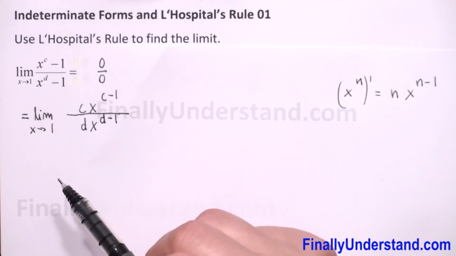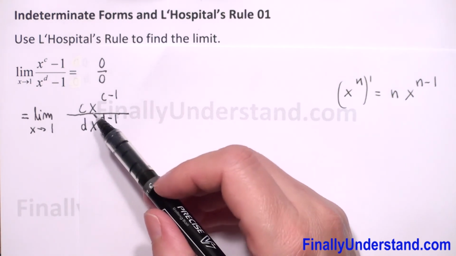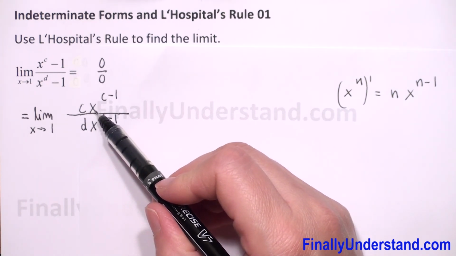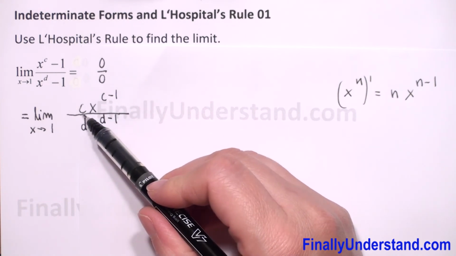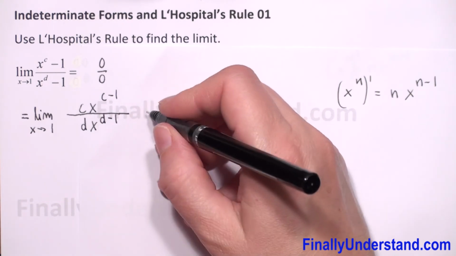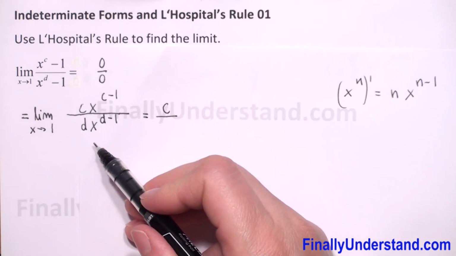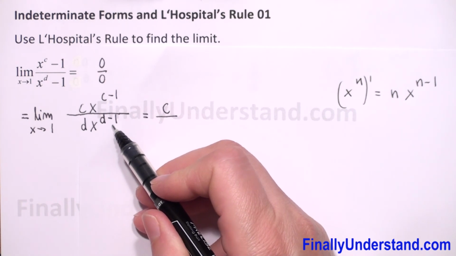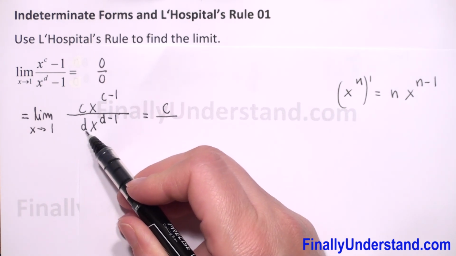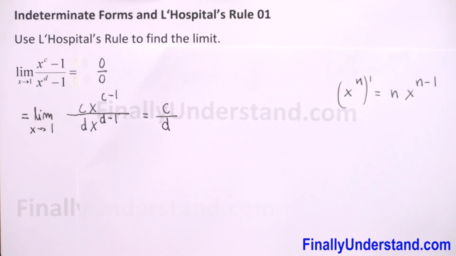Now we have to check if we can replace x's by 1. When we replace x by 1 in numerator, we will have 1 to power c minus 1 is 1. c times 1 is c. So we have c. And in denominator, we have 1 to power d minus 1 is 1, and 1 times d is d. So this is my solution.